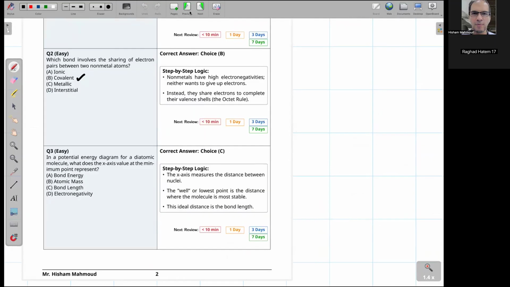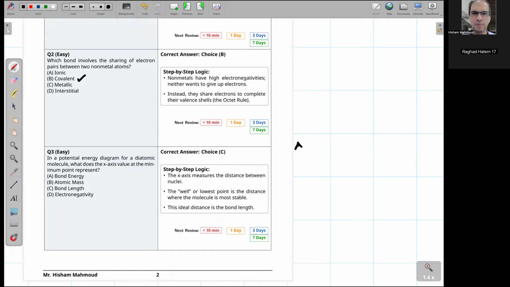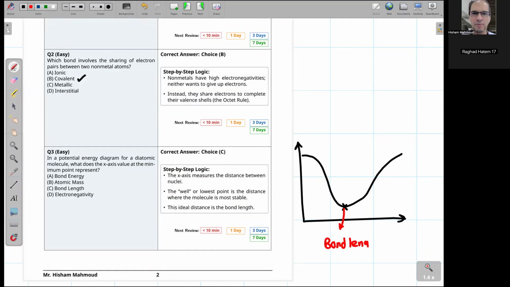So if it looks like that in the drawing, it will have an x-axis and y-axis, and there is a low point. What is the lowest point called? Is it the bond energy, or the atomic mass, or the bond length, or the electronegativity? What does this point represent? We know that it represents the bond length. And we said that this is the perfect distance between the two atoms.